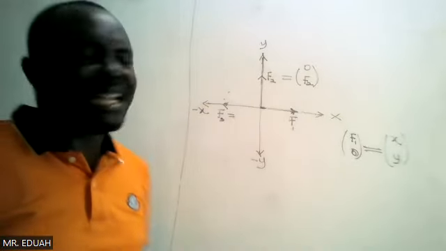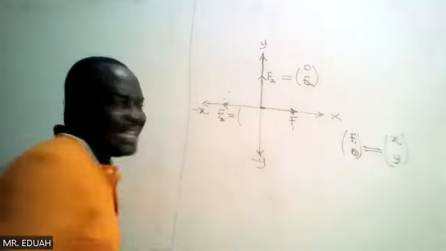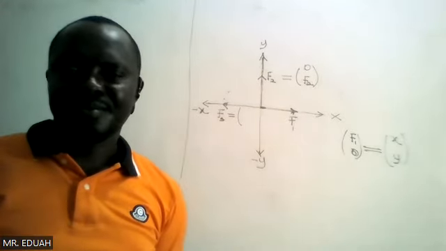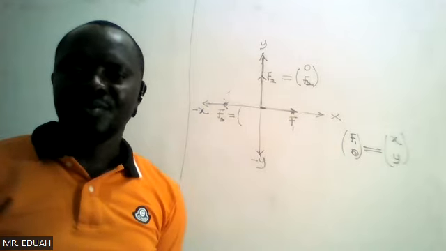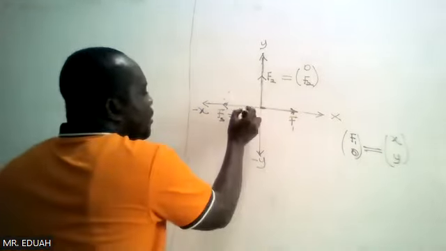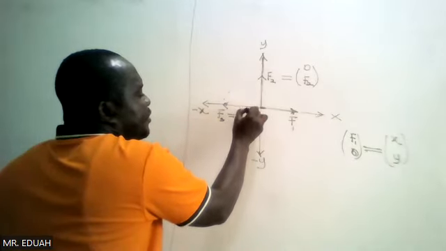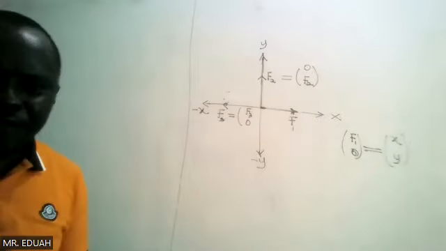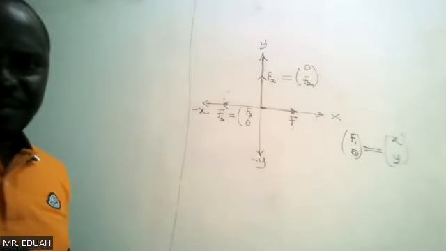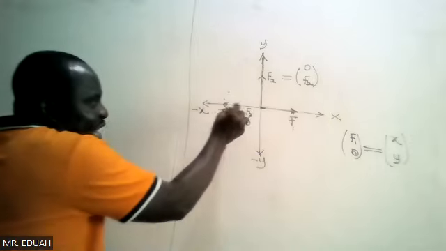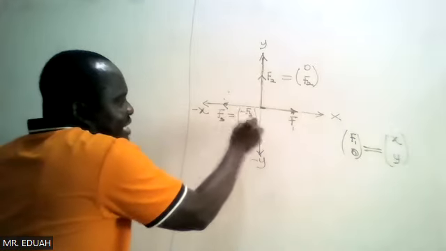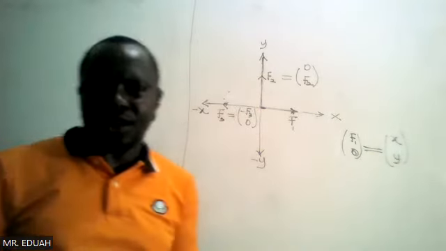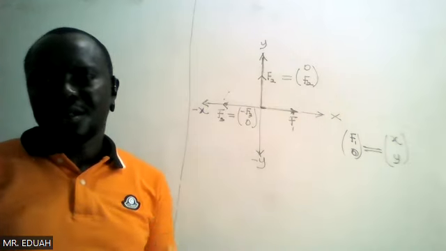What are the components of this vector? F3, 0. But that's not all. You have omitted something. Negative F3, because this force is along the negative x-axis. You have to take care of that too.